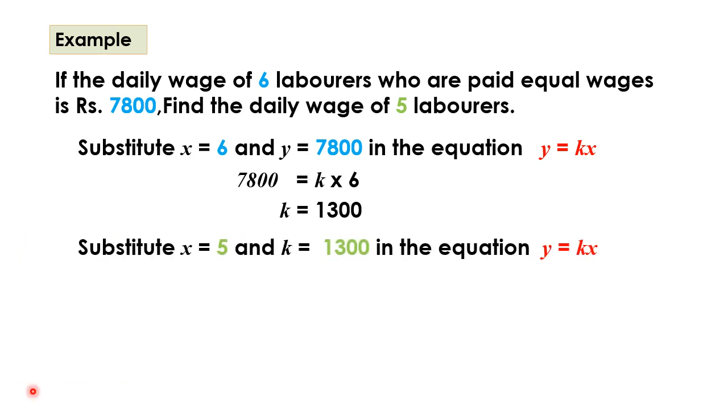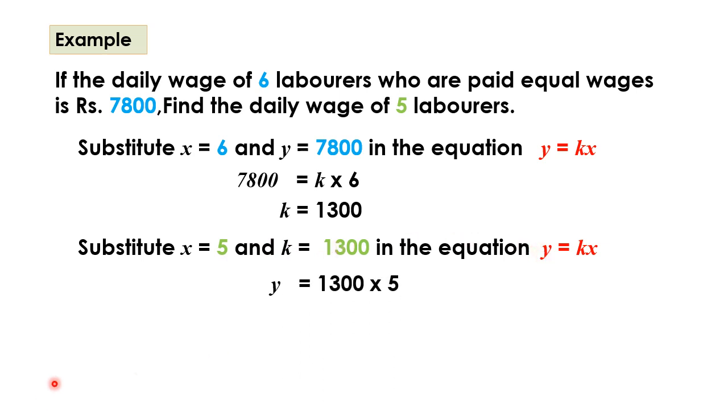After that, let's substitute the second set of data. 5 laborers. Then x equal 5 and k is already known, 1,300. Then the question is, how much is the value of y? So when you use the equation y equal kx a second time, here x is known, k is known, we can find the value of y.